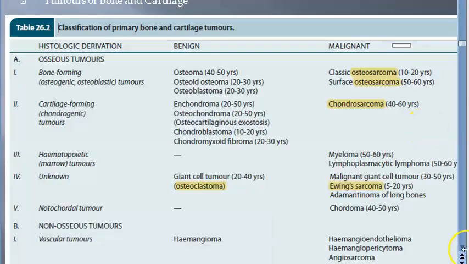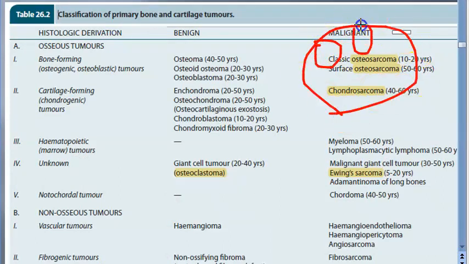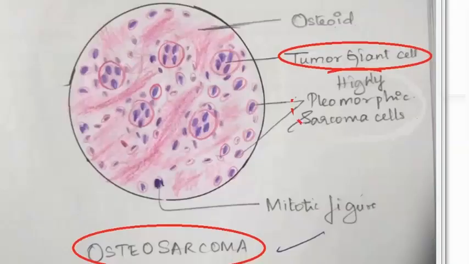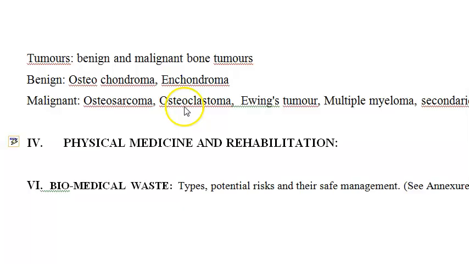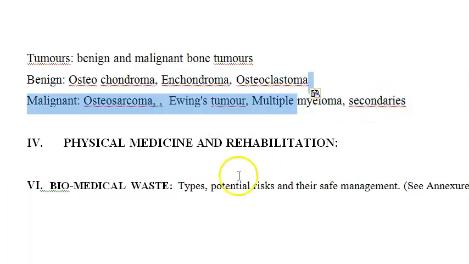And when it comes to osteosarcoma, it is malignant, okay. And here also you will have giant cells, and the giant cells themselves are the tumor cells. Okay, so osteosarcoma, tumor giant cells you can see. This is bone forming, that's why you will see this word osteoid. So this should be here, isn't it? Okay, then you have Ewing's tumor, multiple myeloma, secondaries.